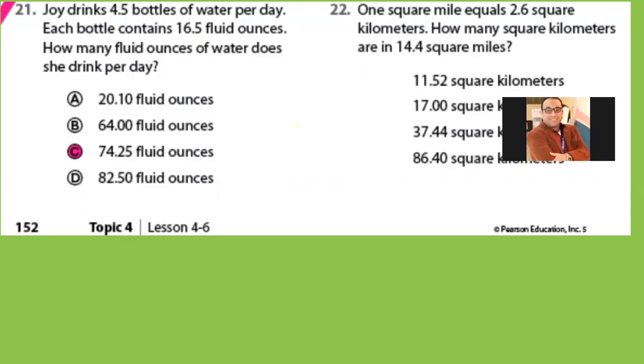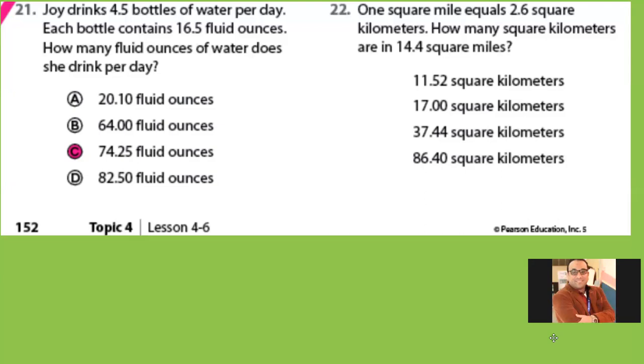Number 22. Please hurry up, Abdullah. 1 square mile equals 2.6 square kilometers. How many square kilometers are in 14.4 square miles? 2.6. Okay. 37.44. Read the answer.